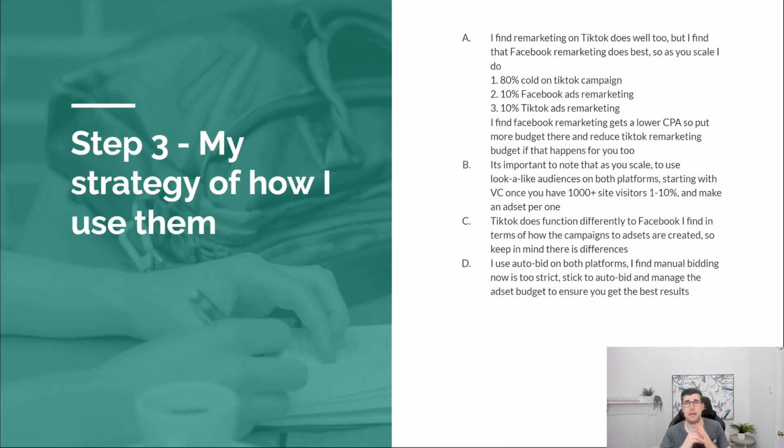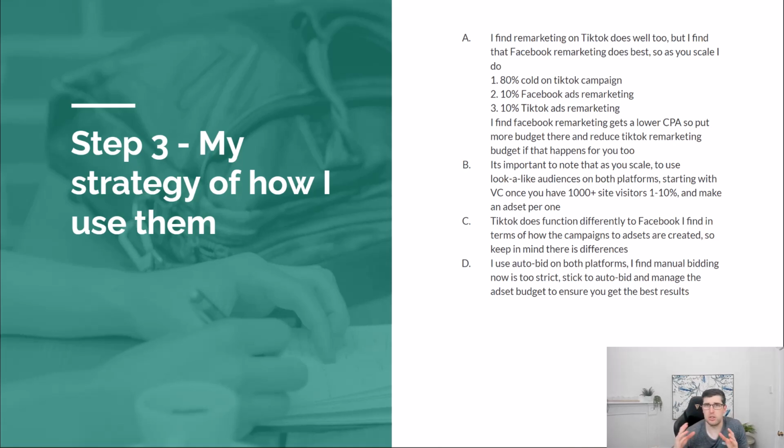So here's what I recommend if you're running just social media ads and you want to keep it that way. 80% cold TikTok, 10% Facebook ads, 10% TikTok. You want to test both the remarketing. If Facebook's performing well, increase it up to 20%, right? You never want more than 20% of your overall budget, right?